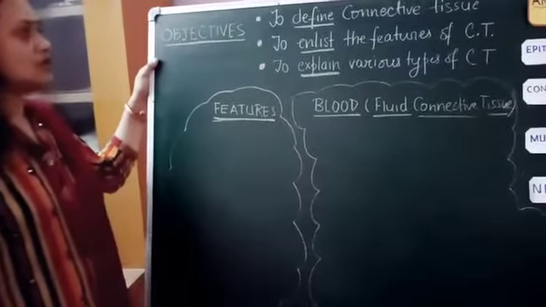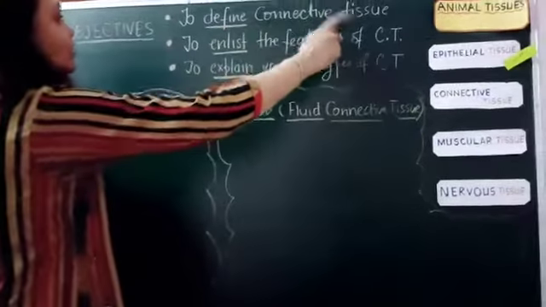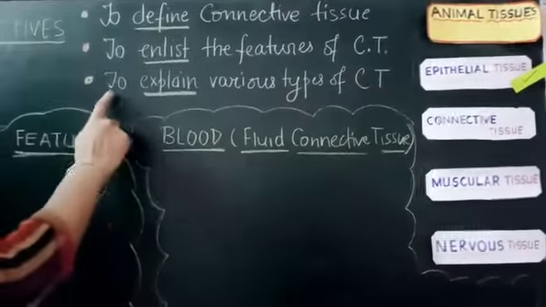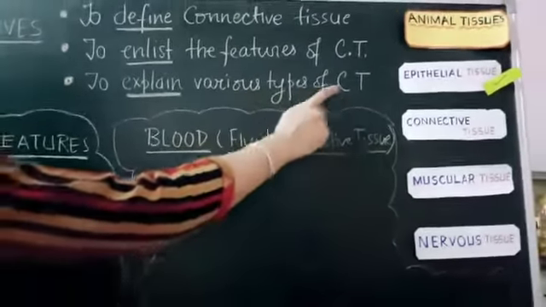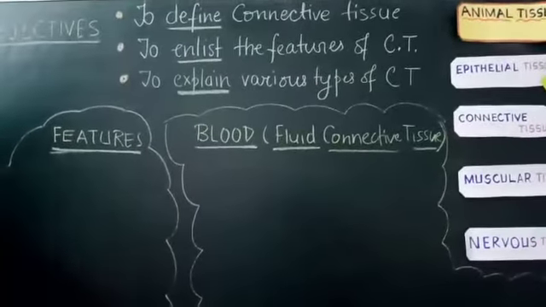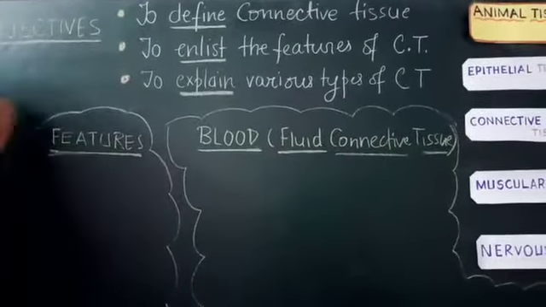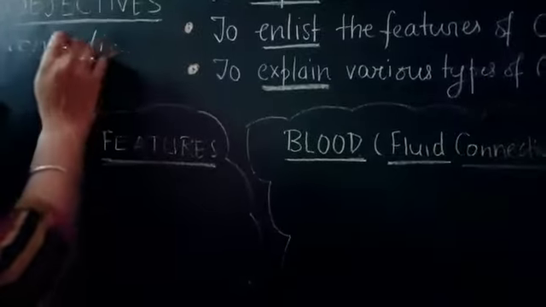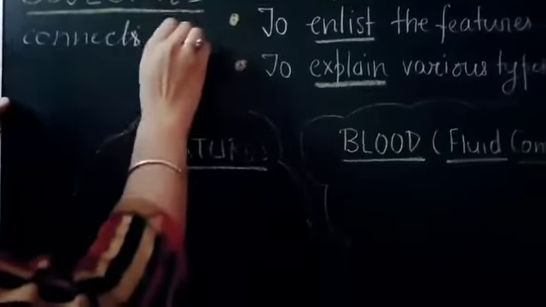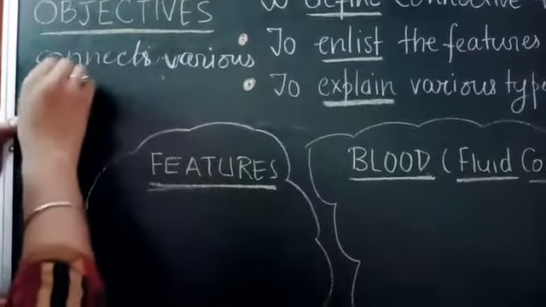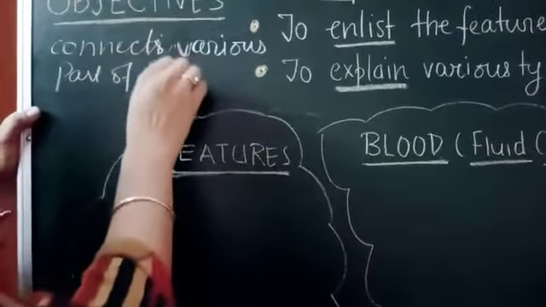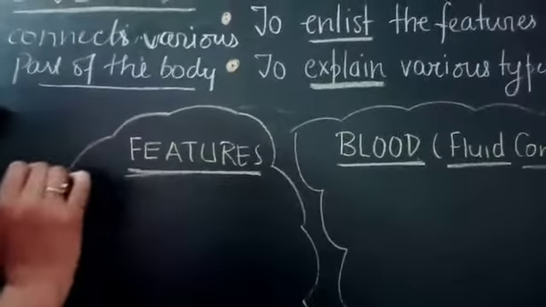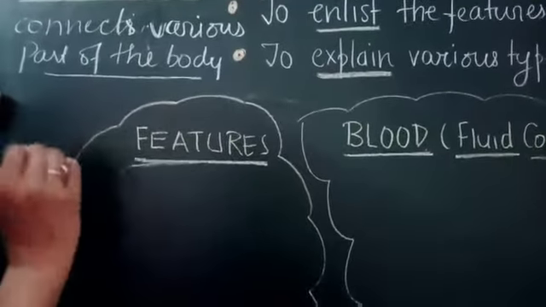So today's objectives are to define connective tissue, to enlist the features of connective tissue, and to explain various types of the connective tissue. So first of all, the definition: as the name is indicating, this tissue connects the various parts of the body so that the different functions can be correlated, can be combined with one another.